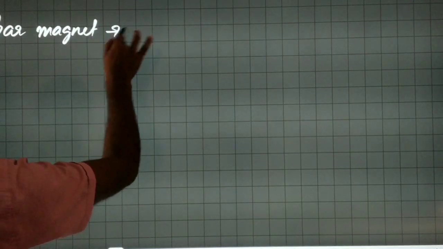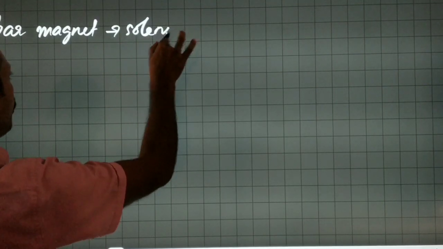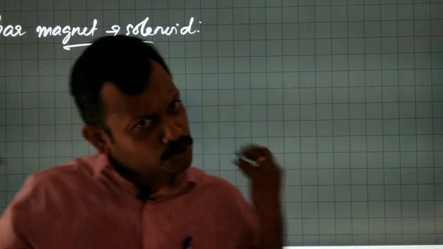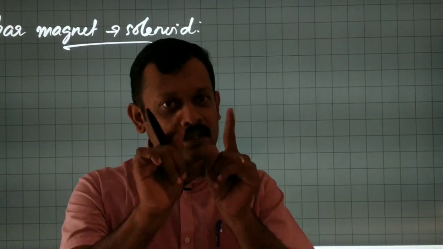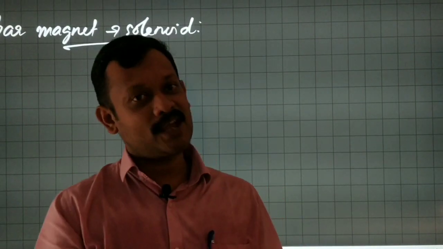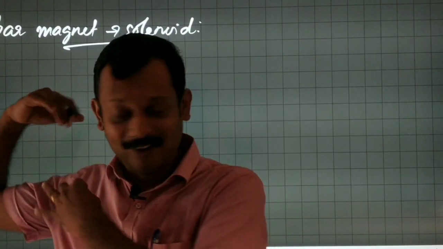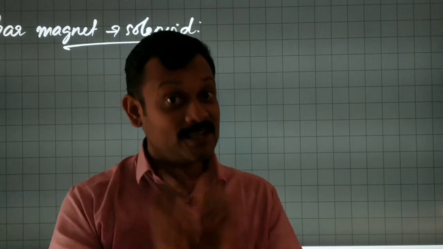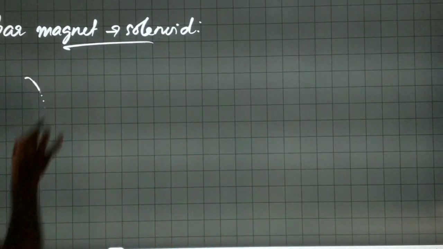Bar magnet as an equivalent solenoid. I am not going to discuss what is given in the NCERT book because it has given a lot of confusion, I tell you. This can be completed in only one sentence. NCERT has given a lot of things, but I am not going into that kind of thing because I will complete this in one sentence. See how I am going to take it.